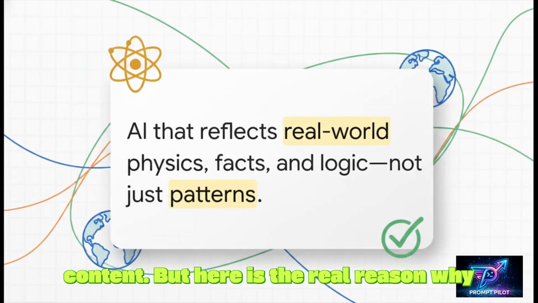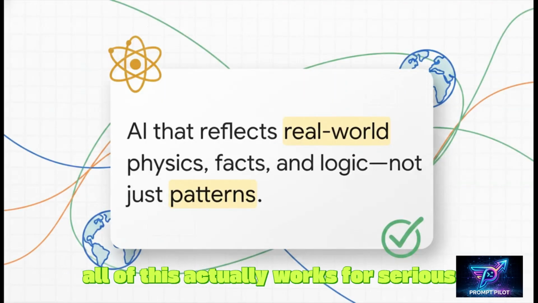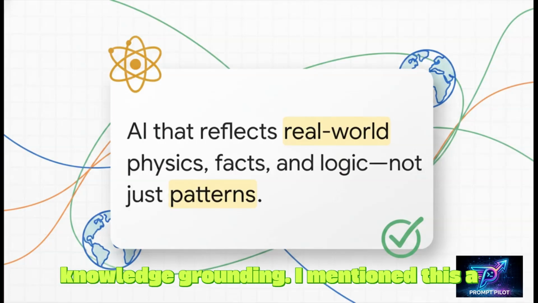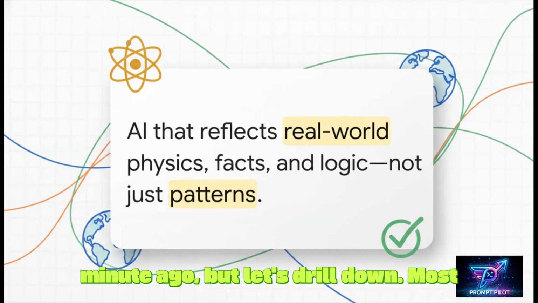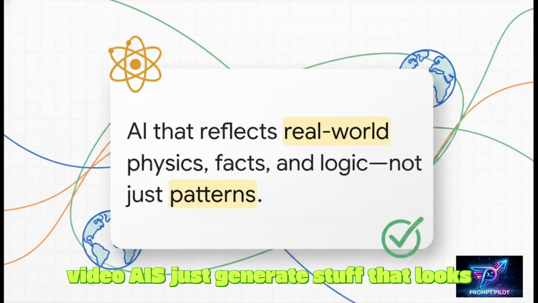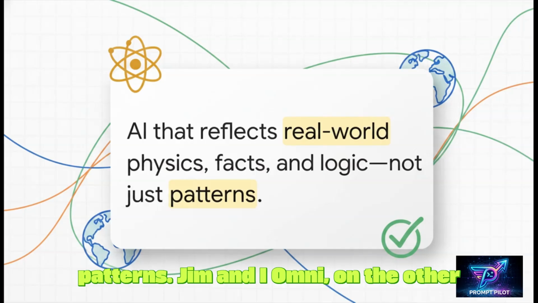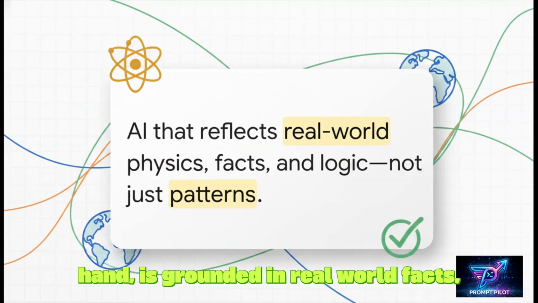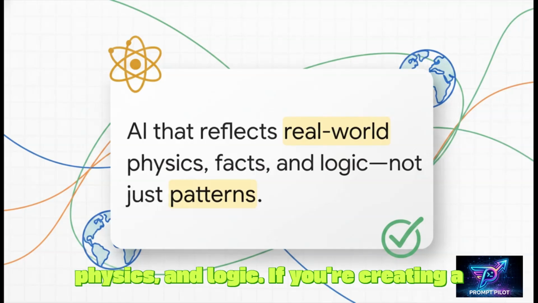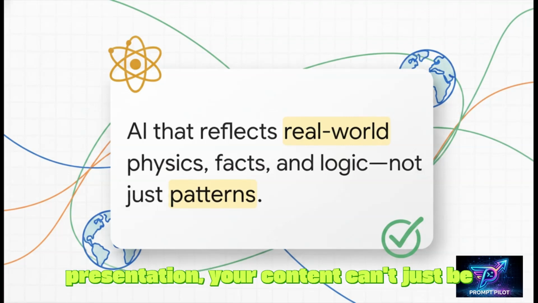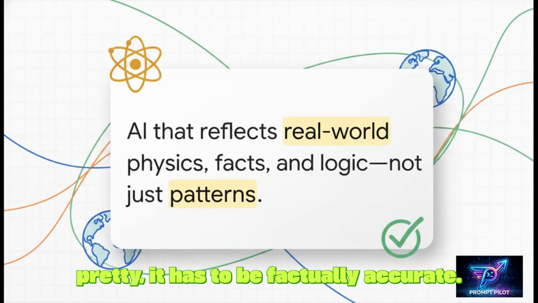But here is the real reason why all of this actually works for serious, professional applications. World knowledge grounding. I mentioned this a minute ago, but let's drill down. Most video AIs just generate stuff that looks visually plausible based on learned patterns. Gemini Omni, on the other hand, is grounded in real-world facts, physics, and logic. If you're creating a training video or a business presentation, your content can't just be pretty. It has to be factually accurate.